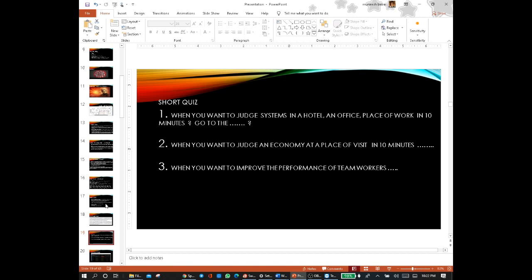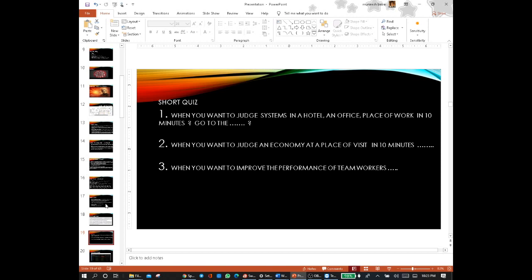Similarly, when you want to judge an economy at a place of visit, when you are visiting a place, the best would be when you see the airport, you would be able to assess what is happening in the city, or what is happening in the place. An airport or a station is something where you can really assess whether the economy is booming or whether the economy is really not doing that well. This is based on my experience that I'm sharing.